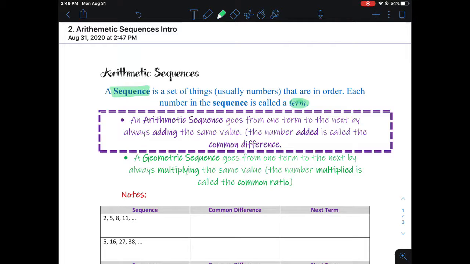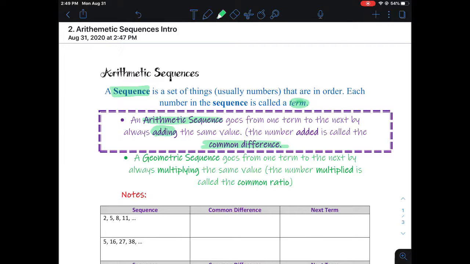Arithmetic is adding. So an arithmetic sequence goes from one term to the next by always adding the same value. Okay, so an arithmetic sequence is just a list of numbers where we are adding to get to the next term. And the number that we're adding is called the common difference.